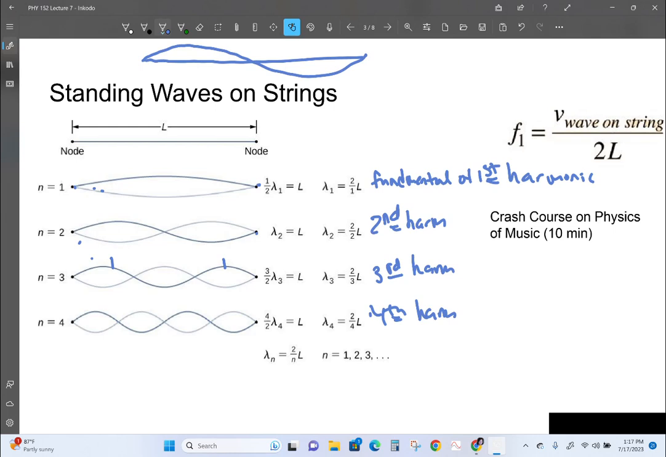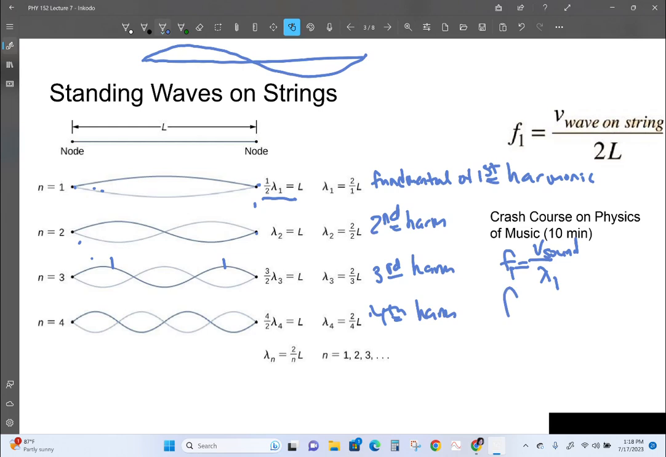And remember, too, that the frequency that can form on this is going to be equal to whatever the speed of sound is divided by the wavelength. So if we're talking about frequency 1, frequency 1 is equal to the speed of sound divided by the wavelength at that frequency. Well, if I rearrange this equation for wavelength, I get wavelength is equal to 2/1 times L.